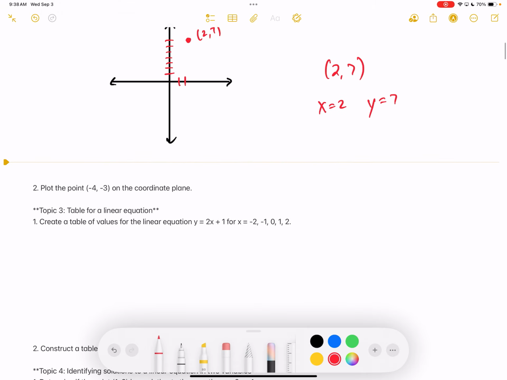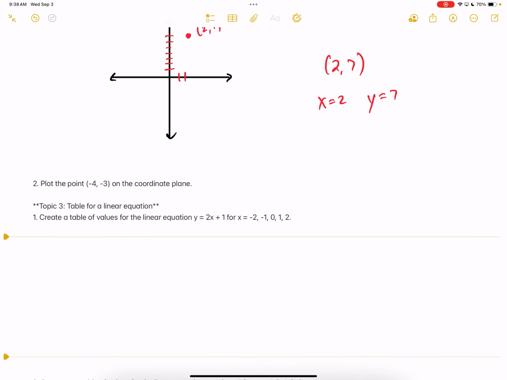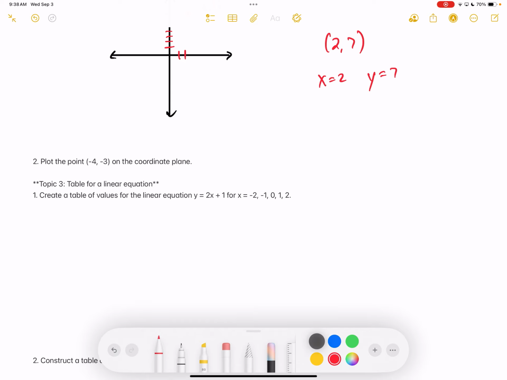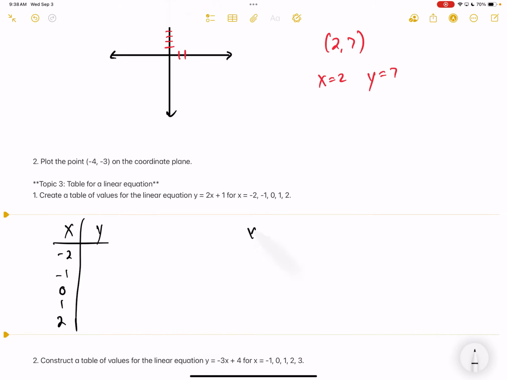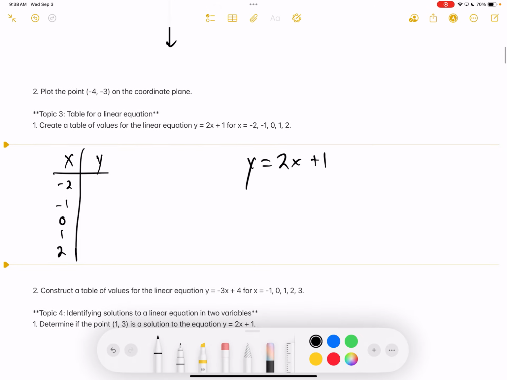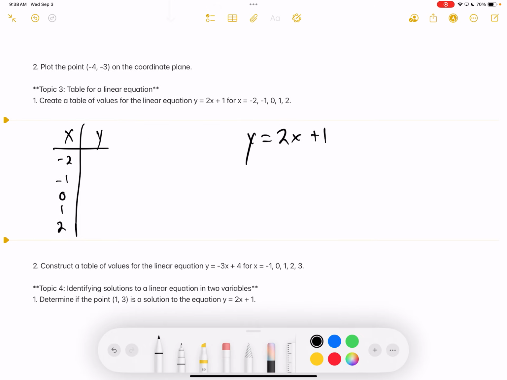The next part is showing an actual equation. This one will probably set up a table of values that looks like this. I'm not going to work all of them, but -2, -1, 0, 1, 2. And then give you an equation like y equals 2x plus 1. So this is the form, and we'll talk about the different forms in just a second. But what you are doing here on this one is figuring out.